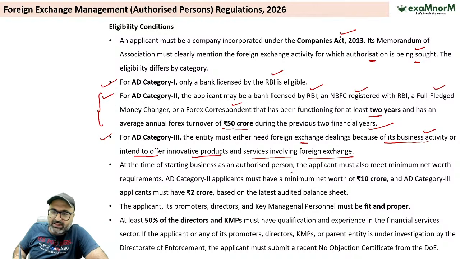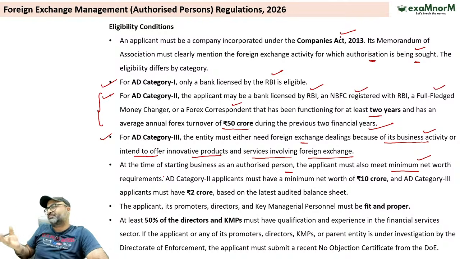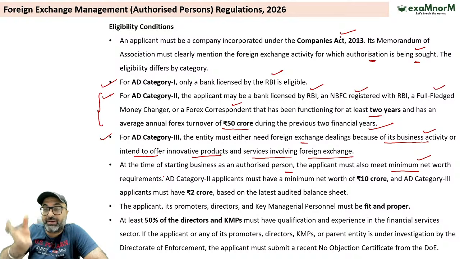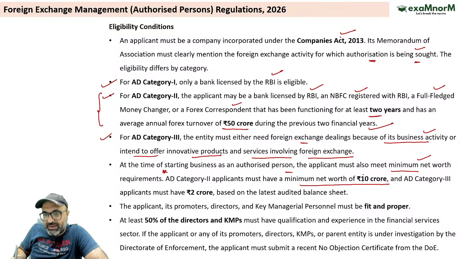So at the time of starting the business, the authorized person, the applicant, must also meet the minimum net owned fund requirements. So category 1 में तो बैंक है, बैंक की तो net owned fund की कोई requirement ही नहीं है, because their minimum paid up capital to start operation as a bank is 500 crores, which is way high, what I will be discussing now. For authorized dealer category 2, your minimum net worth, that is total assets minus total liabilities, should be 10 crores, and for category 3 your minimum net worth should be 2 crores. These are the two things which you need to remember.